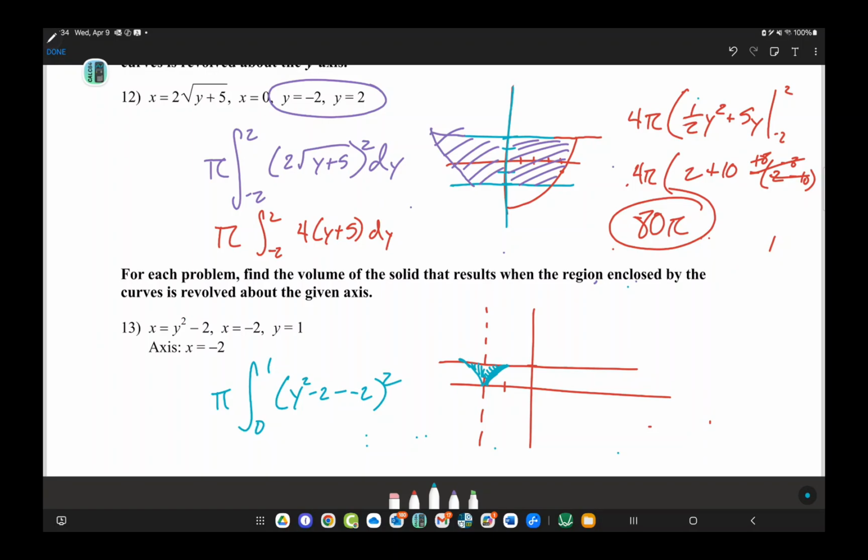Now, what happens to -2 minus a -2? It just cancels. So it gives you -2 plus 2, which is just 0. So it's y squared squared, or pi times the integral from 0 to 1 of y to the 4th. So I end up with pretty much the same answer I had before, 1/5 pi. Don't forget the dy. Oh yeah, dy. Don't forget that. They are sticklers on that on the AP test.